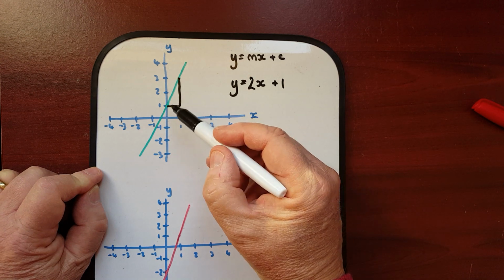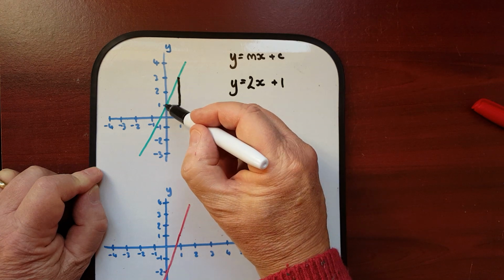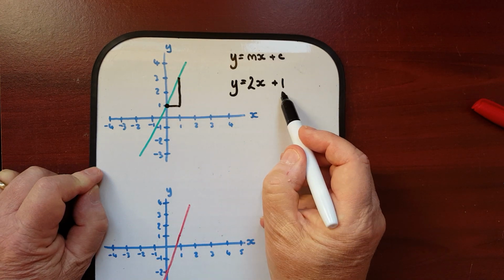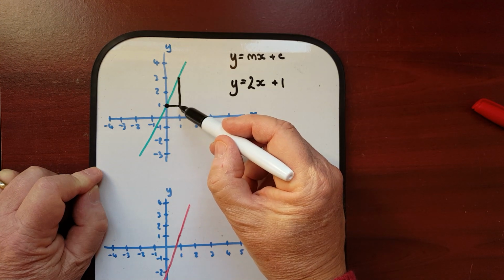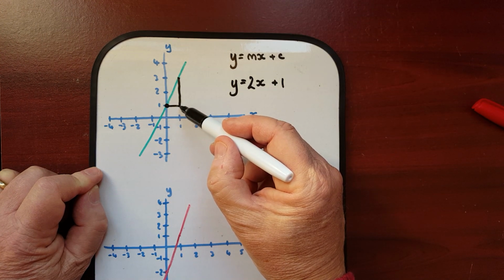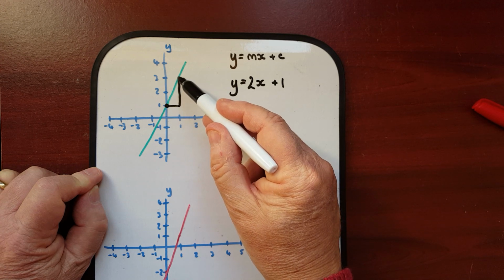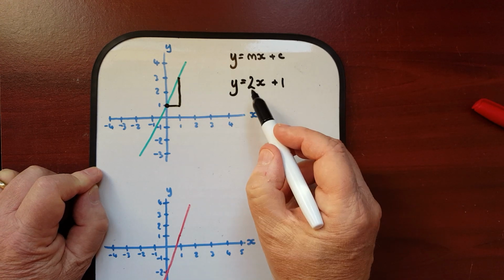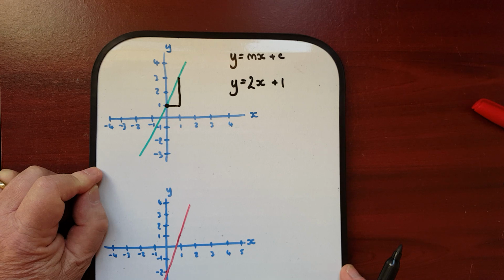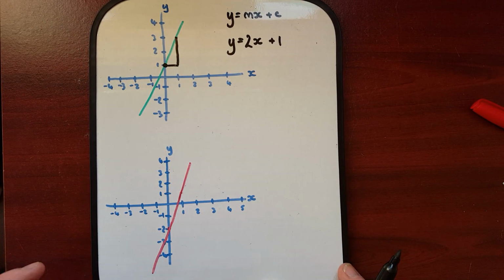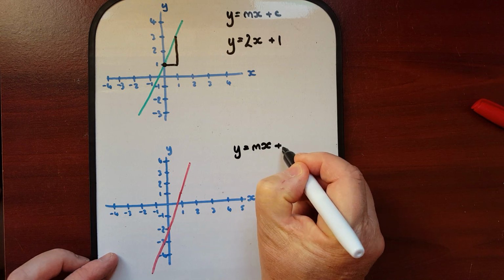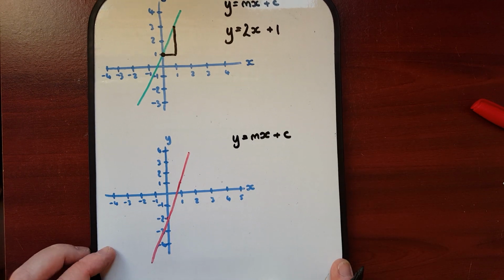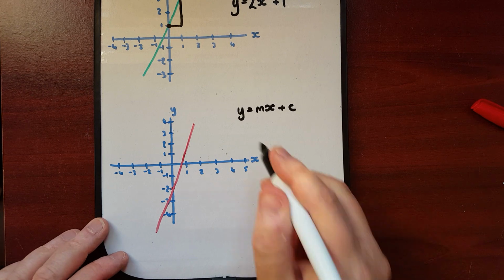So let's just clarify. The 1 comes from this point here where it crosses the y-axis. And the 2x is because for going out one space on the x-axis, you go up 2 places up the y-axis. And that's where the 2 comes from. Let's do another one just to check it. So y equals mx plus c is our formula. So let's take a look at this line.